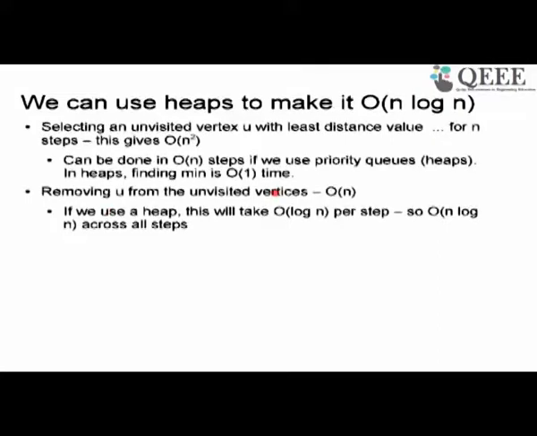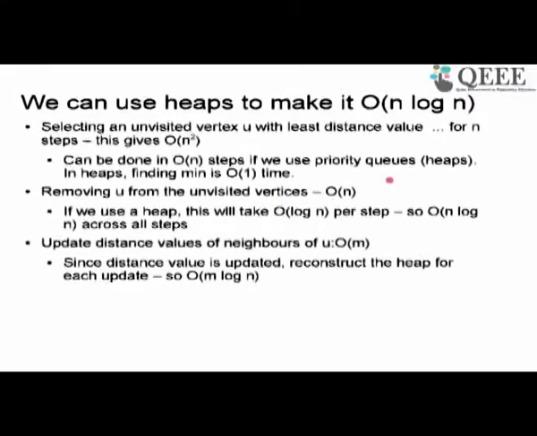Removing u from the list of unvisited vertices can be done in order log n time, and then doing a distance update. When you do a distance update, each time you are changing the key values on the heap. Changing the key value of a node on the heap is basically deleting that node and replacing it with a new node. So you are doing one delete and one insert operation.